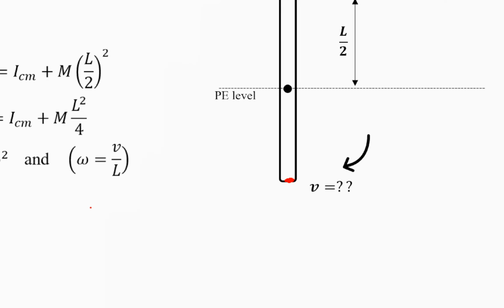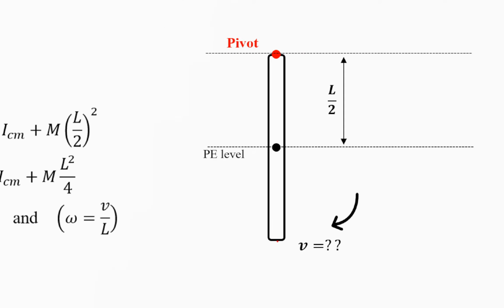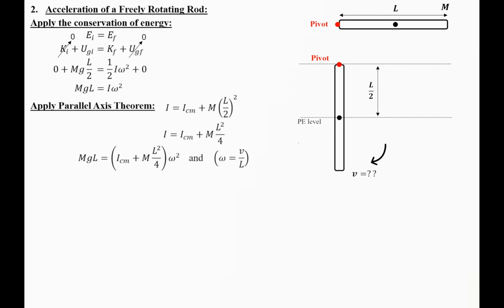And in general, omega is given by v over r, where r represents the distance from the point that we're interested in calculating the speed to the axis of rotation or the pivot point. In this case, because we are interested in determining the speed at this point and our pivot point is this point, the distance represents the length of the rod, which is capital L. For this reason, it's given by v divided by L. Now replacing omega by v over L, we would have v square over L square.